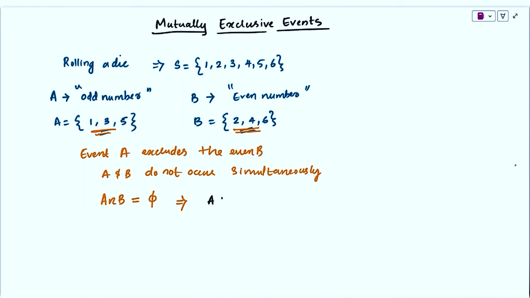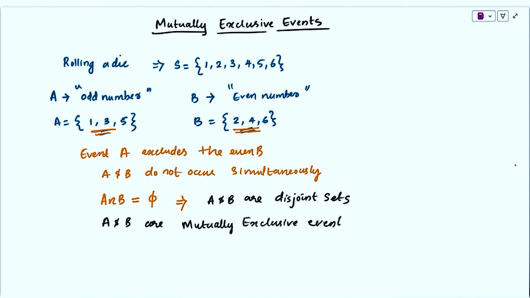Or we can say that A and B are mutually exclusive events, since the occurrence of any one of them excludes the occurrence of the other event. If they cannot occur simultaneously, we can say that they are disjoint sets or mutually exclusive events.